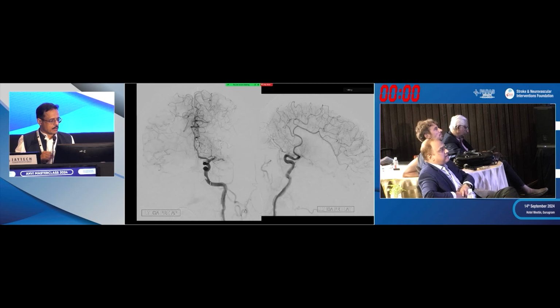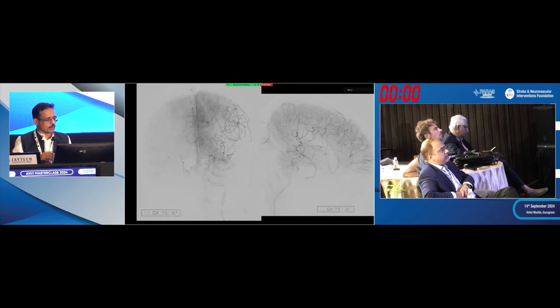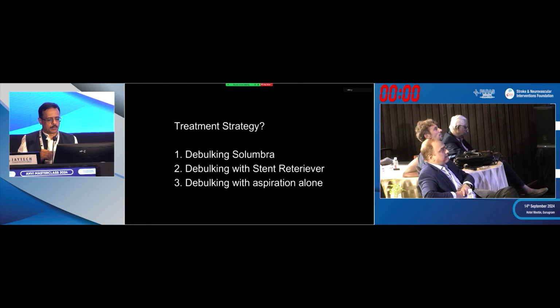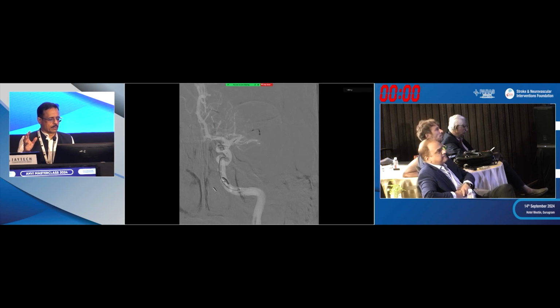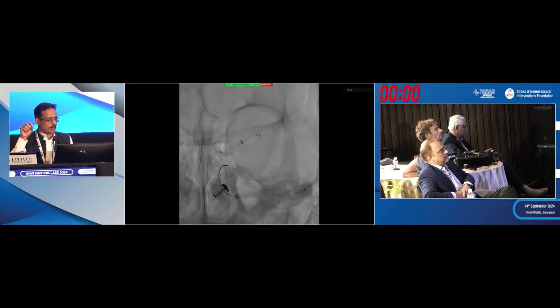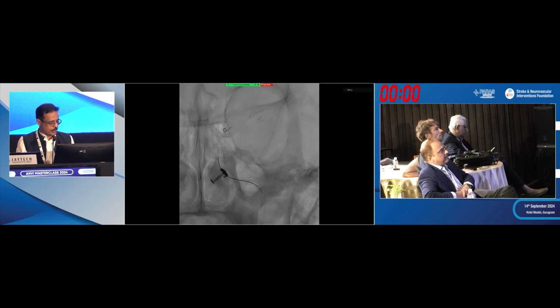So if you even think ICAD, great collaterals again, but should we do a debulking? Should we do angioplasty straight away? I mean, okay, the literature says aspiration doesn't work very well. So we always do one pass of thrombectomy with a stent retriever, because an aspiration catheter wouldn't fit into a tapered origin. It's better to do a thrombectomy if you're doing debulking rather than anything else. So that's the aspiration catheter along with the stent retriever. And then we take it out.